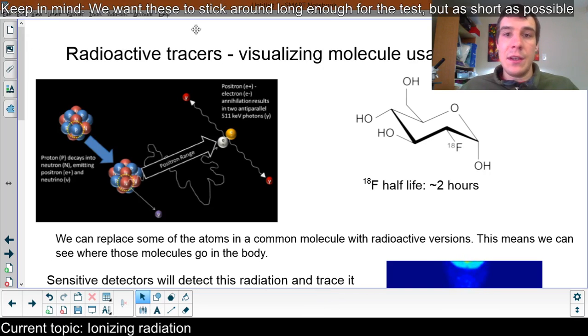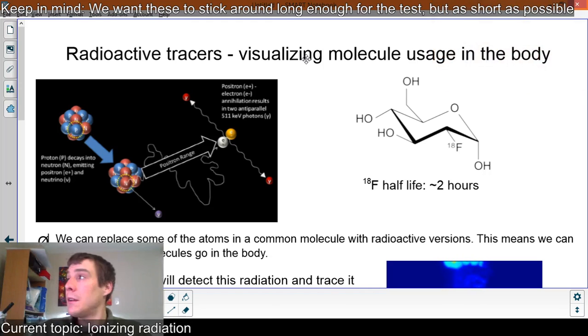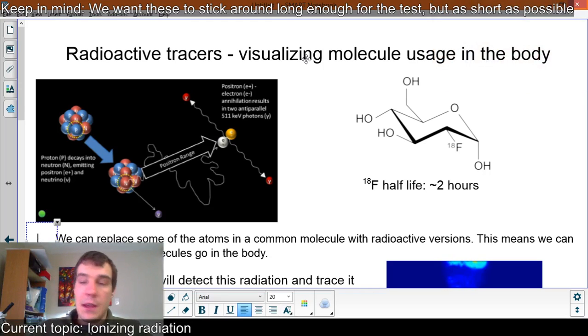Radioactive tracers. These are used to visualize molecules in the body and in other things. And this is a picture of it. Here's a proton decaying to a neutron, and when a proton decays to a neutron, the positive charge has to go somewhere. Out comes a positron, which is like a positive version of an electron.